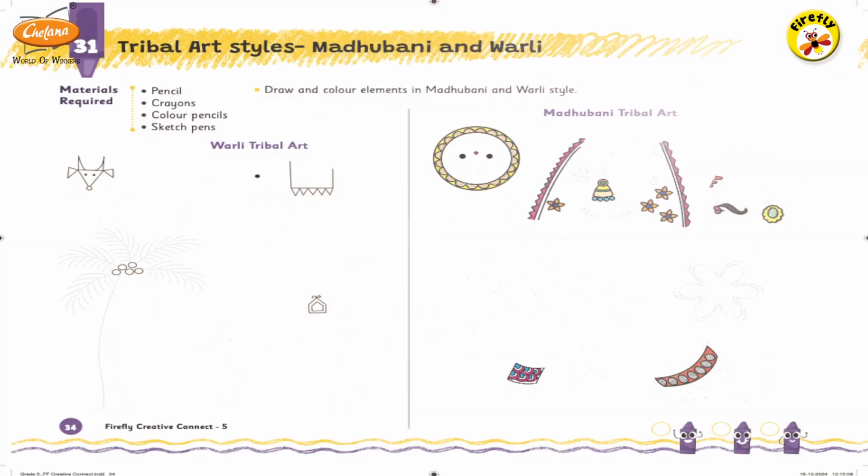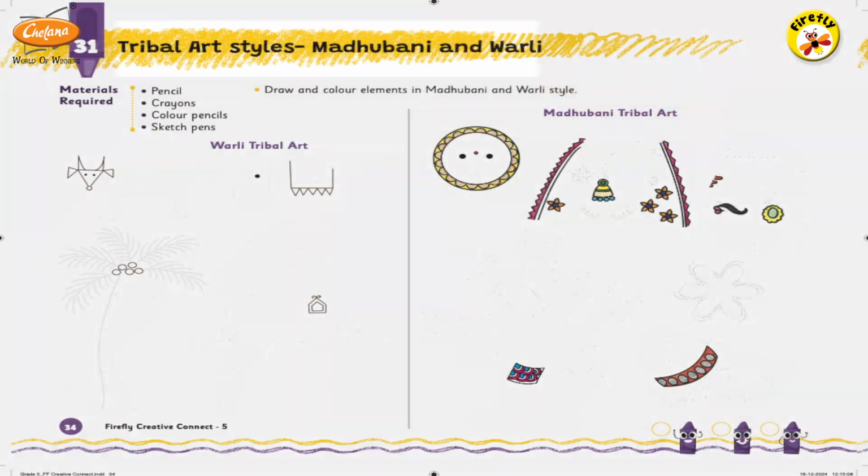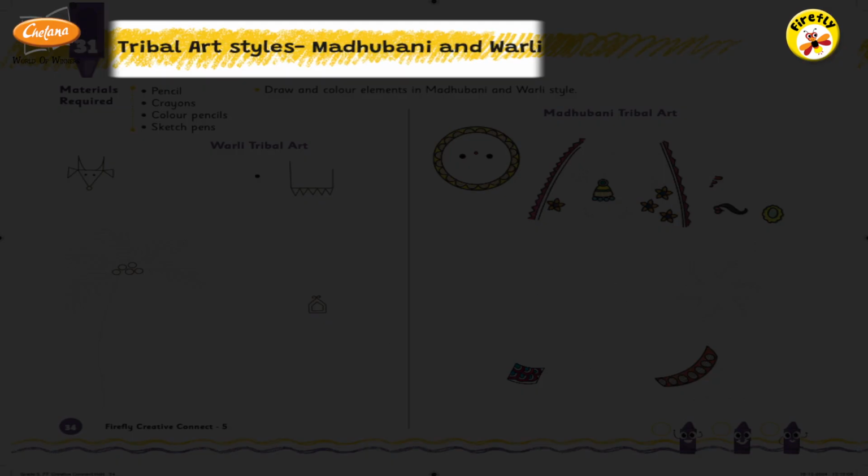Well, that's something we missed in school, didn't we? Of course, we learned the dances and the songs, but we didn't learn the beautiful arts. So that's what we have in our book. For example, on page 34 and 35, you have to do Madhubani and Varli.